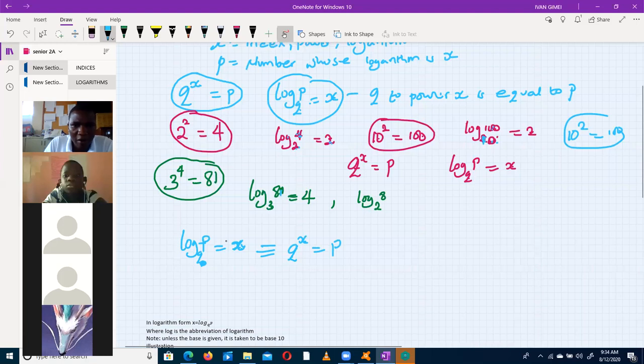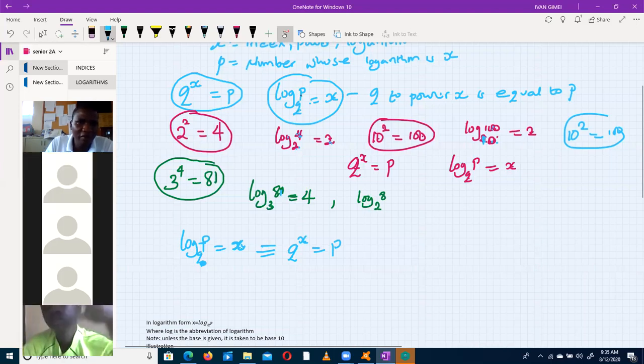So we have this. We're trying to make sense of the definition of logarithms. If they say log of P to base Q, they're simply asking you, find the power to which Q should be raised that is equivalent to P. Log of 81 to base 3, they're simply asking you, to which power should 3 be raised so that it is the same as 81?